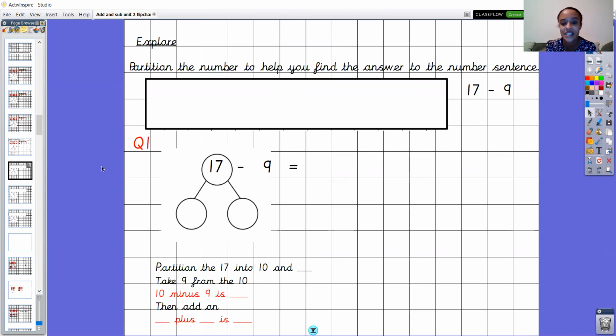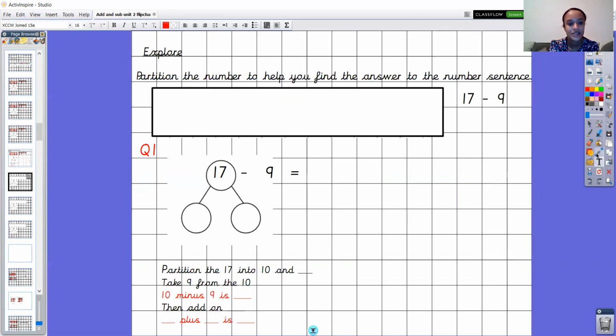Remember, we want to partition that 17 into 10 and what? The instructions are here at the bottom to help you. It's exactly the same as we've done with the other ones. So I'm going to go through it one more time. Partition the 17 into 10 and something. Then use that 10 over here and you take away this 9. And then you use the answer to that and this other number here. You add them together and that's going to give you your answer. Okay, so I'd like you to pause the video now and have a go at question 1.